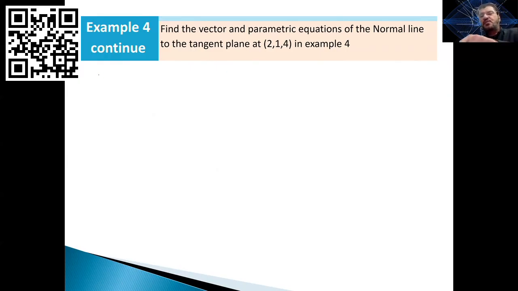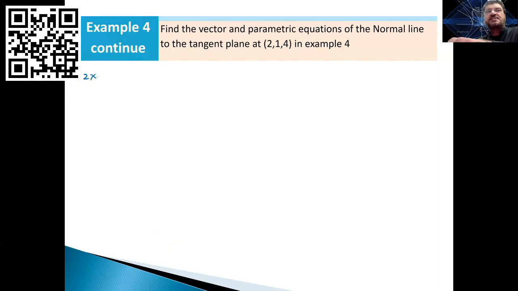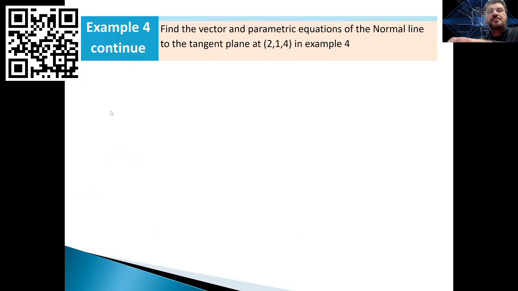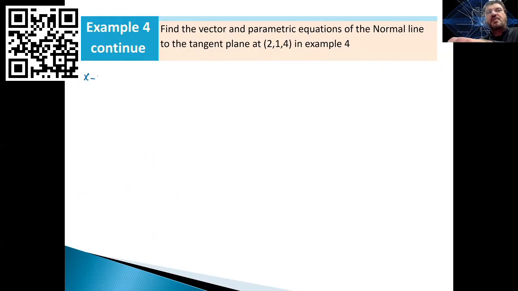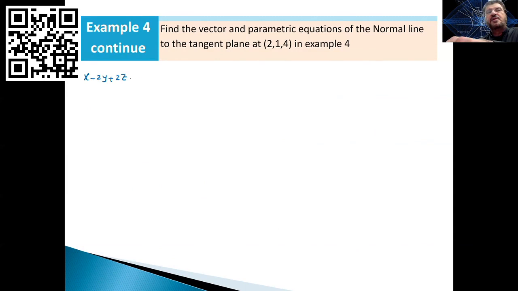Our tangent plane that we got was, let me check it, copy it down, x minus 2y plus 2z is equal to 8. That was the equation of the plane, right? This is the equation of the plane. All right. What's the vector equation of that one?